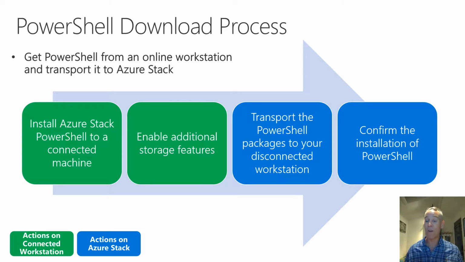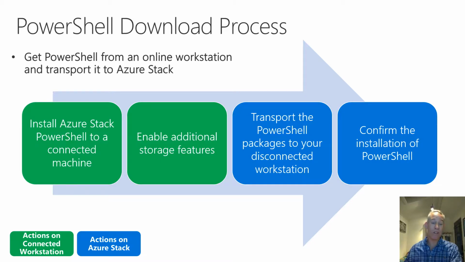So that could be a workstation on the disconnected network, or even from things like the hardware lifecycle host built into the Azure Stack. So you're going to install the Azure Stack PowerShell to a connected machine. So you're going to have a laptop that you take and connect to the internet. You might have to enable additional storage features because some of those features are required. They're underpinning the PowerShell. Then you take those packages and you move them to your disconnected workstation.